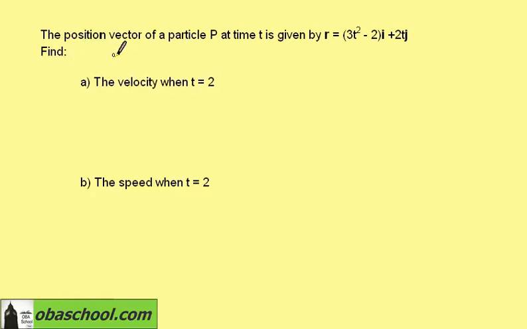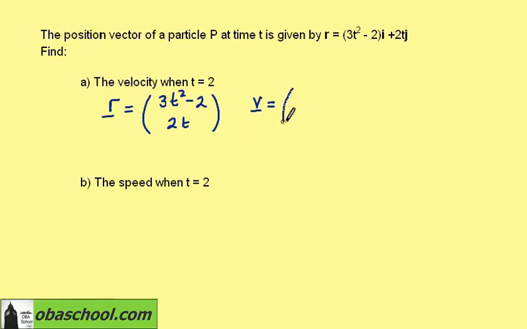The position vector of a particle P at time t is given by r = (3t² − 2)i + 2tj. We want to find the velocity when t equals 2. So we have that r is 3t² − 2 and 2t, writing our vector as a column vector.